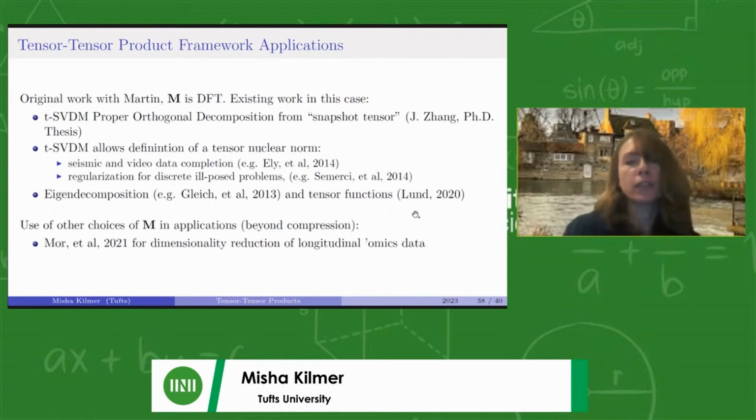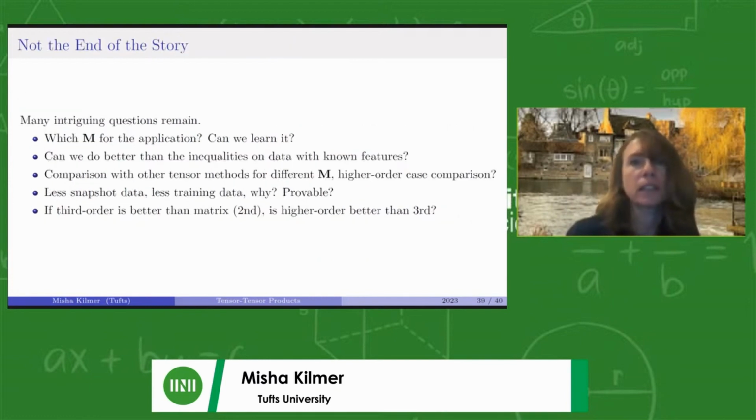And others have jumped on the bandwagon. They've talked about what it means to have eigendecompositions under the star M framework, and what it means to identify tensor-based functions, and so on and so forth. More recently, there's been code based on our TSVDM2, where they've been able to use this method to do physically meaningful dimensionality reduction on longitudinal omics data. So that's been nice to see.